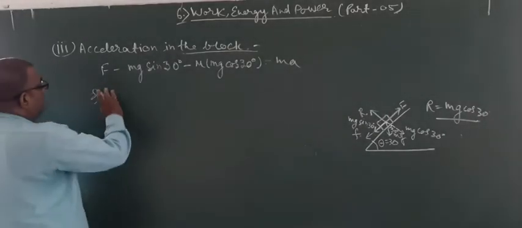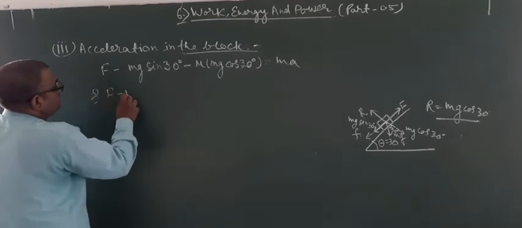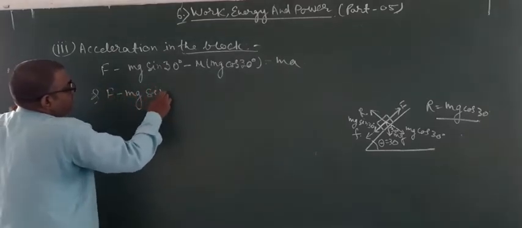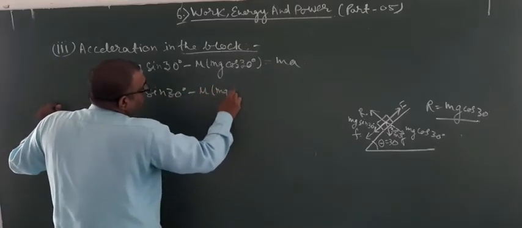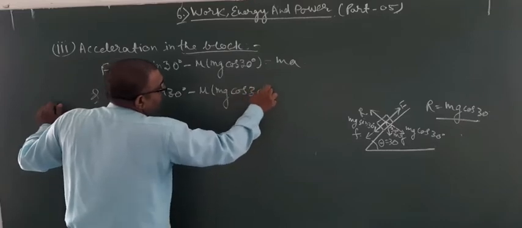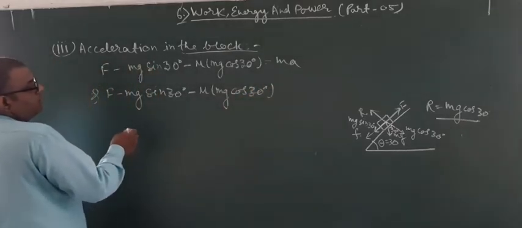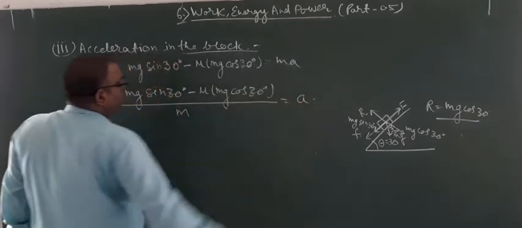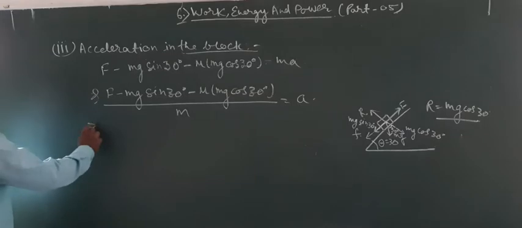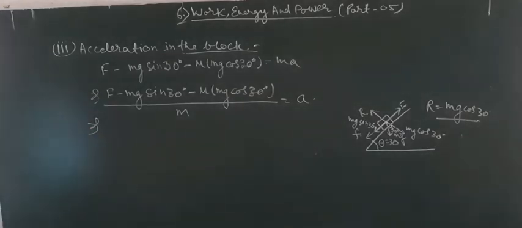You have to calculate the acceleration, so it will be equal to F minus mg sin 30 degree minus mu mg cos 30 degree, divided by m, that is equal to a. Now putting the values, F is given in the question, by the force of 10 Newton.